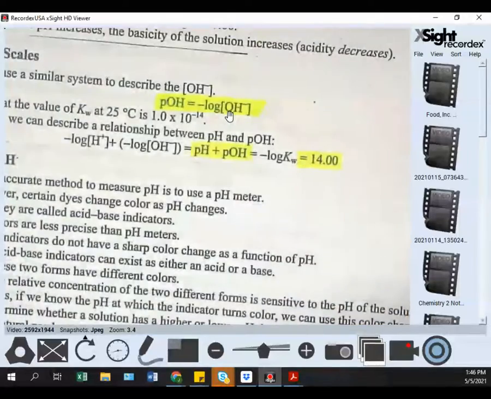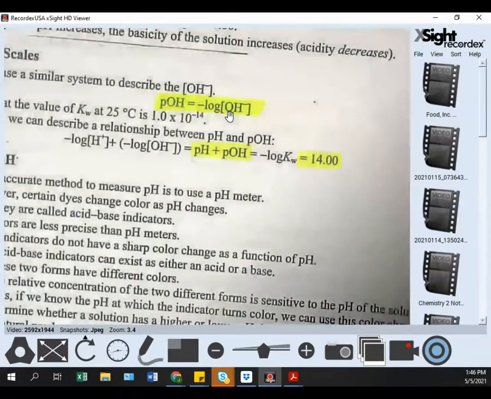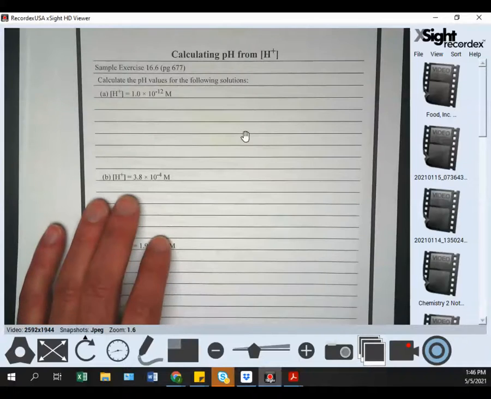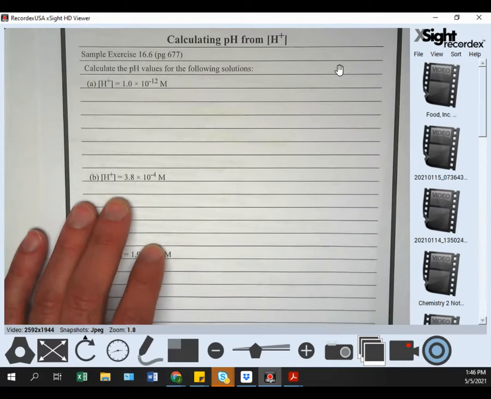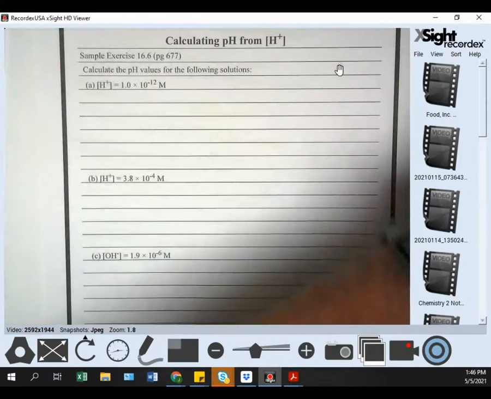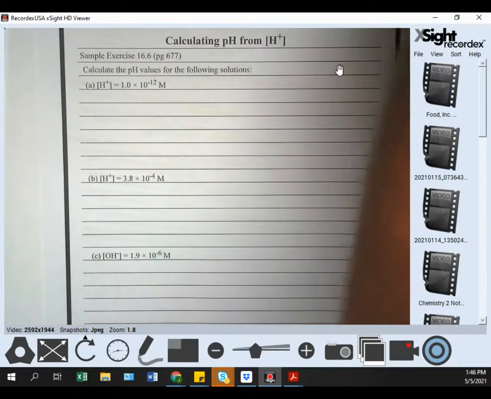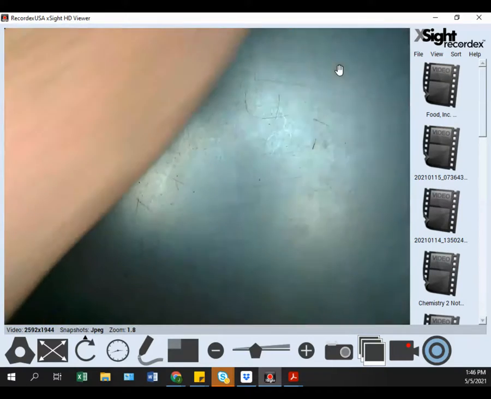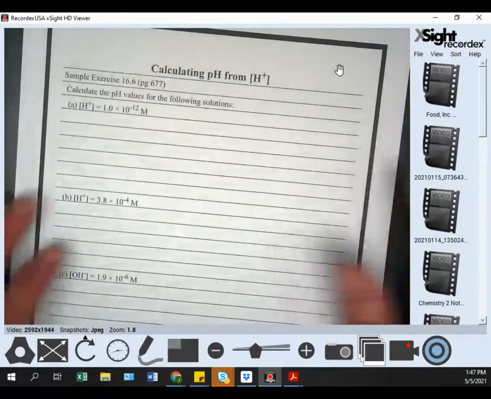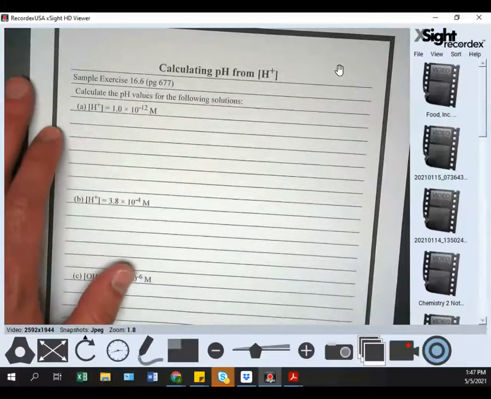Right. Yeah. So, okay. Let's look at some of the examples that will probably help. So, let's start with calculating pH from hydrogen. Calculate the pH values from the following. Hold on, let me get my stuff all organized here. Taylor, what time did we get out of here? 55. Okay. Yeah, 55.